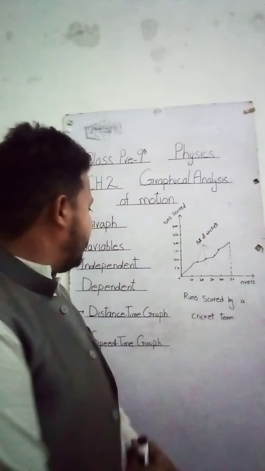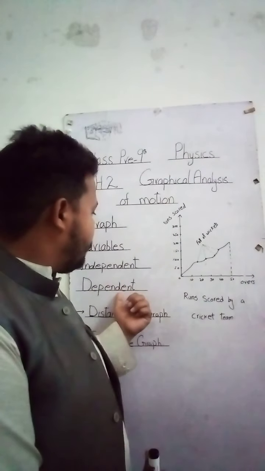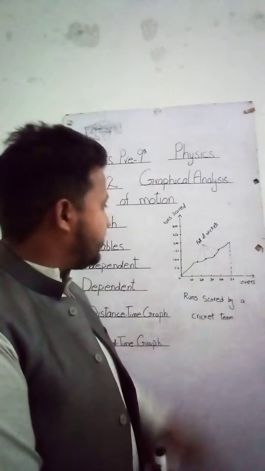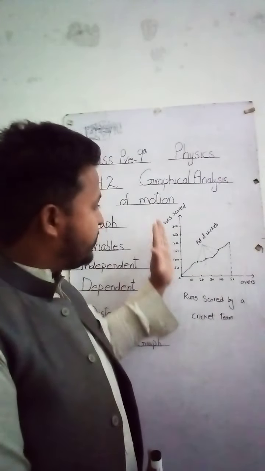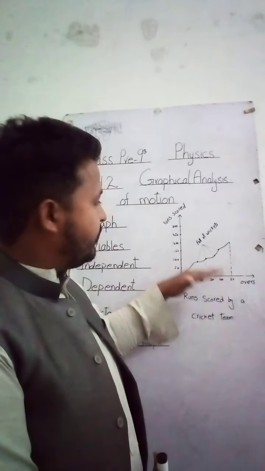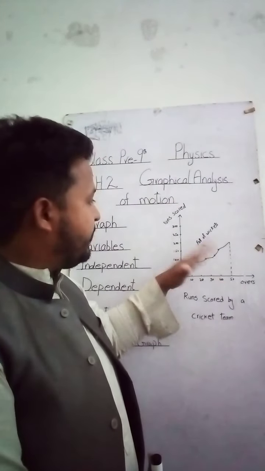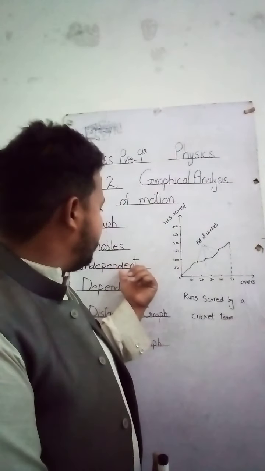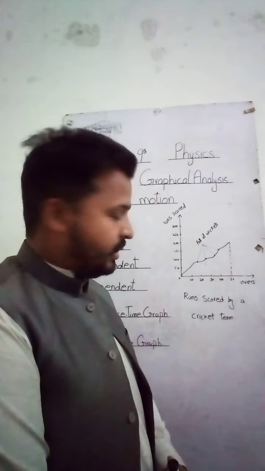The third thing, independent quantity and dependent quantity. Here we have overs as the independent quantity and runs are called the dependent quantity, because runs depend upon the overs, not overs depend upon the runs. So in this case the independent quantity is overs and the dependent quantity is runs.